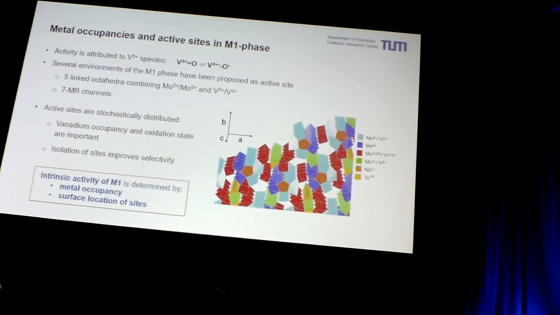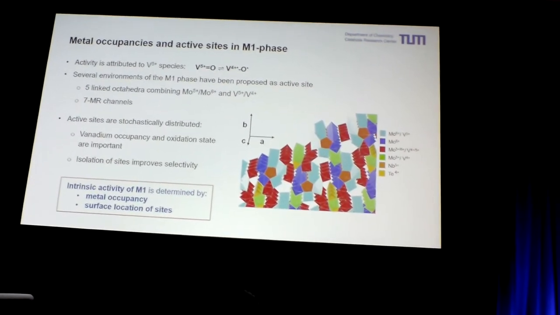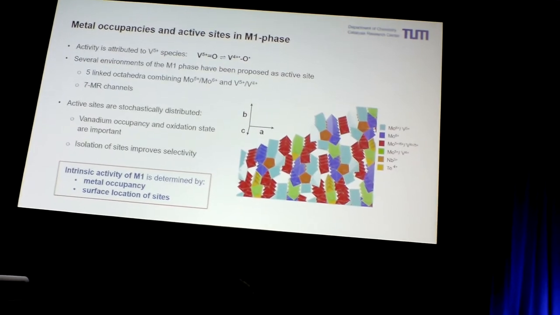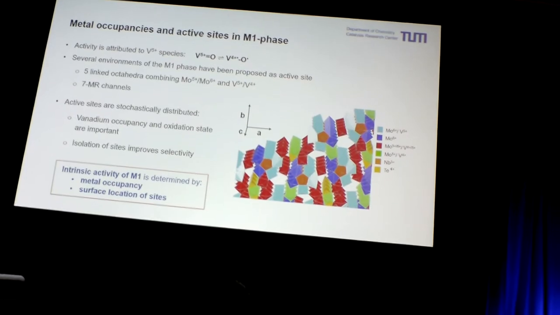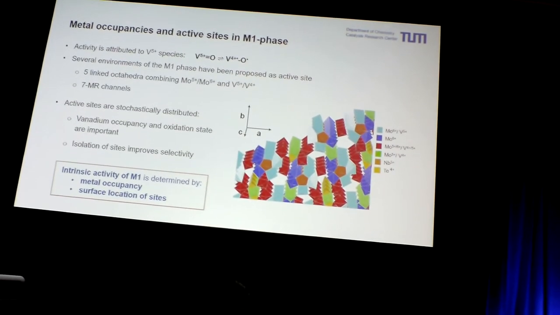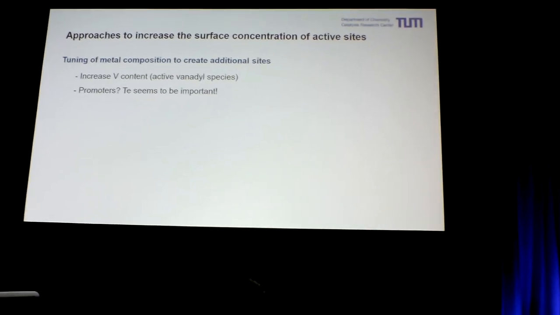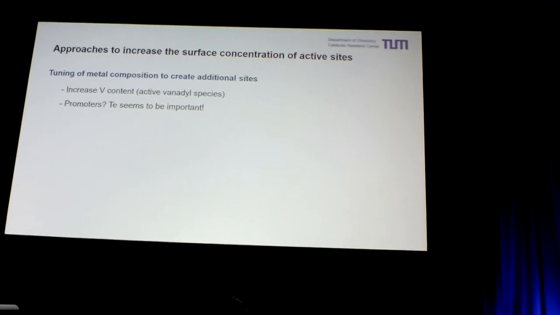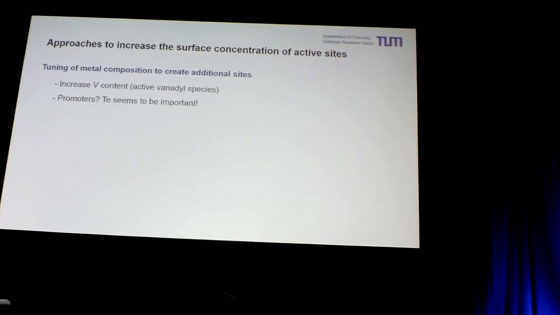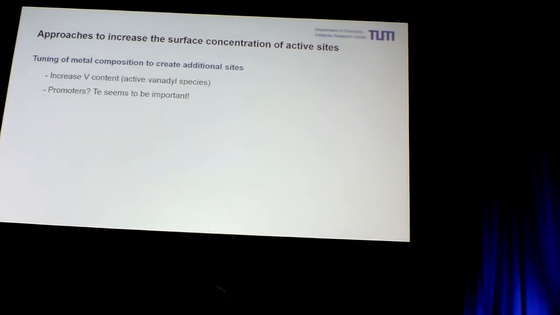To sum up, the intrinsic activity of M1 depends on metal occupancy and surface location of the site. So we could try to change these two parameters in order to increase this intrinsic activity. These are the two approaches that we have. First, we're going to talk about how tuning the metal composition can create additional sites. We have a study on one hand to increase the vanadium content.